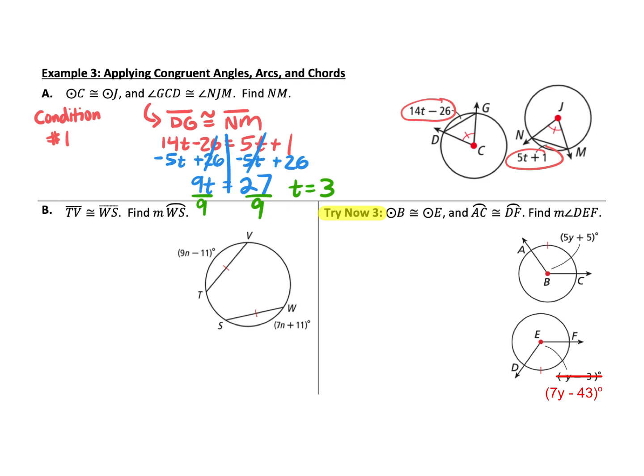Well, the directions ask us to find NM. And now that we know t is 3, we can just plug 3 into this expression. So we'll take 5 times 3, add 1. That's 15 plus 1, so NM is equal to 16.